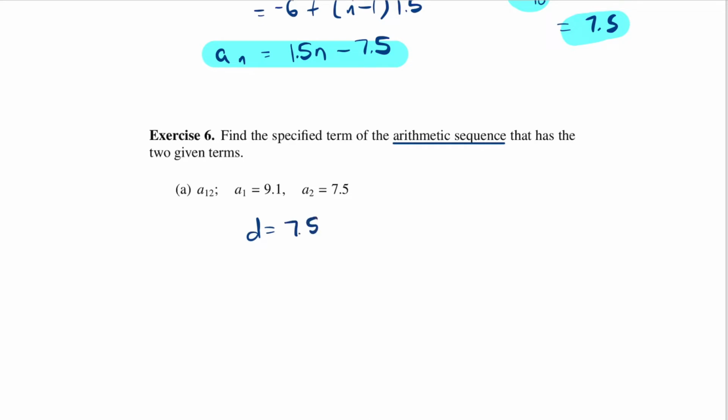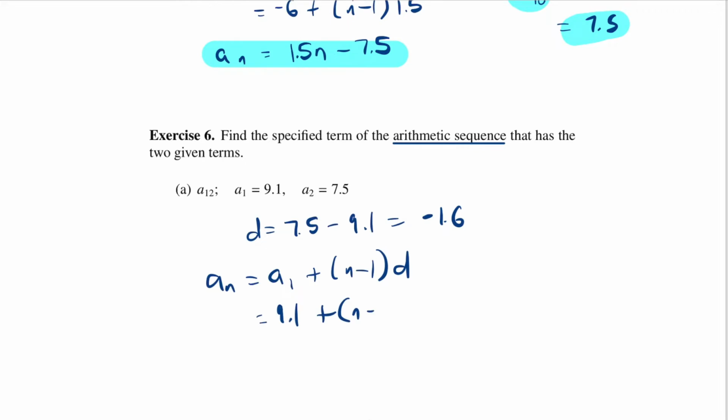And it is negative 1.6, is our common difference. Now let's find the nth term, a sub 1 plus n minus 1 times d. First term is given to us, 9.1. And d is, we found that earlier. So now we're going to distribute, combine like terms. Should be negative 1.6n. This is going to become a positive 1.6. 1.6 plus 9.1 should be 10.7.